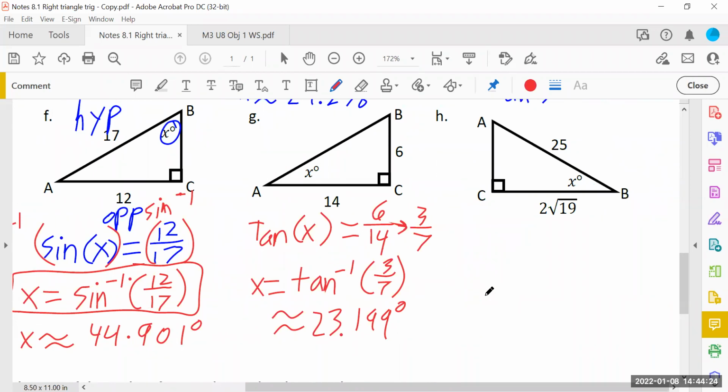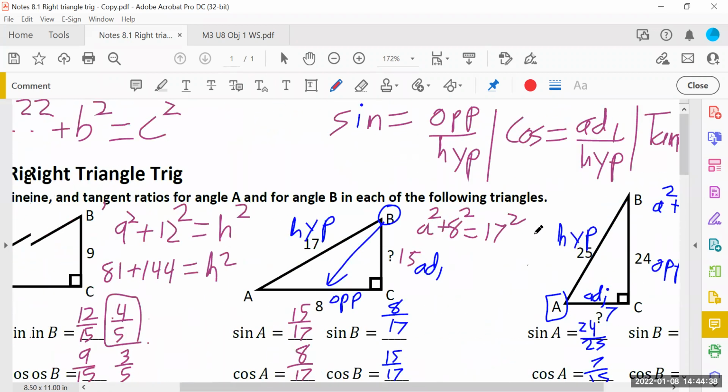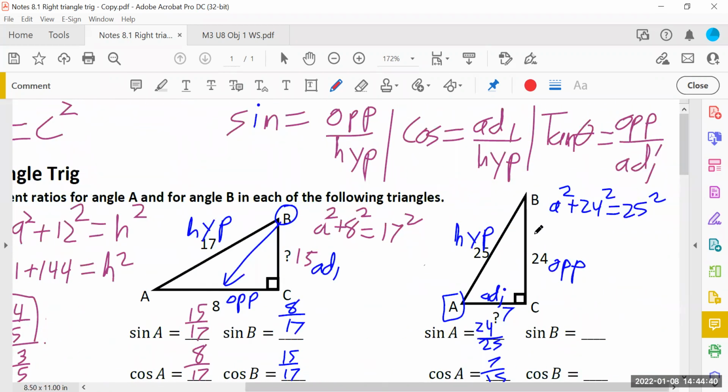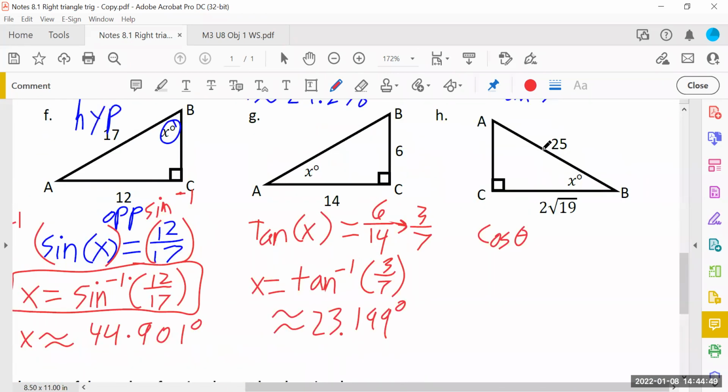For letter H, same exact thing, but we've got a square root again. So I'm setting this up. It looks like I have adjacent and hypotenuse here. So cosine then. Again, if you did not write down sine, cosine, and tangent, raise your hand right now. Tell someone to pause this video so you can write those down. You need sine, cosine, and tangent, and hopefully to have them memorized as quickly as possible. Once you've got that, it's pretty easy to see, oh, I've got adjacent and hypotenuse. That's cosine: 2 root 19, the adjacent side, divided by the hypotenuse of 25.